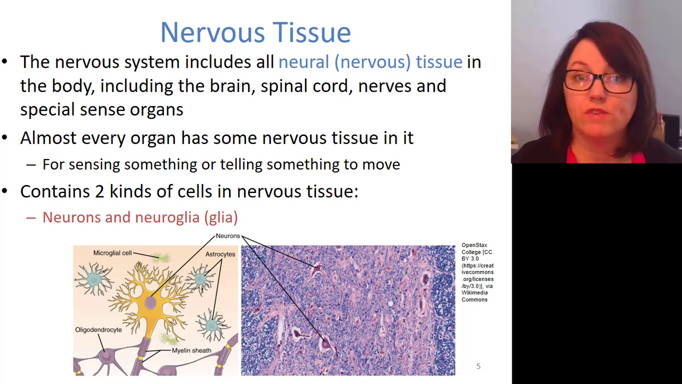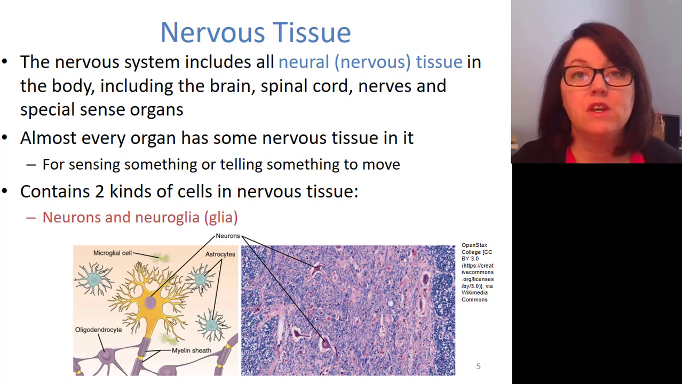Now let's take a closer look at nervous tissue. So nervous tissue is also called neural tissue. The nervous tissue can be found in the brain, spinal cord, nerves, and the special sense organs. But almost every organ in your body has some nervous tissue in it. And that's because almost every organ in your body has to be able to communicate with the nervous system.